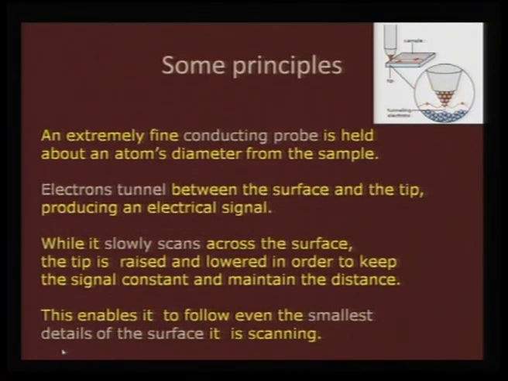So this is the basic principle by which this works out. Some important features that we can get to know about this STM: the tip has to be extremely fine. And then the electrons actually tunnel between the surface and the tip, producing an electric signal, and while the scan is going on, which has to be very slow, it is not a rapid scan, you can actually trace the topography of the surface. So this enables it to follow even the smallest details of the surface as it is scanning.